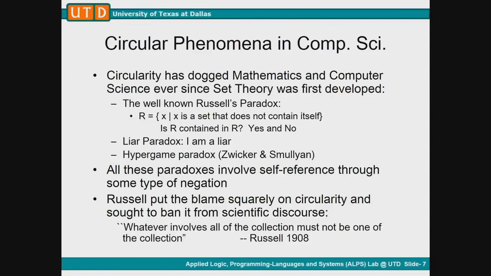So, okay, now let's come back. With all this prelude, let's talk about how we model circularity in mathematics and in computer science. If we look at circular phenomena, circularity has dogged mathematics and computer science ever since set theory was first developed. So you all know the story of how Frege came up with first order logic, predicate logic, back in 1879. He writes his book, with what could be called naive set theory. He sends it to Russell, and Russell studies it, and he immediately finds a problem with it, which is known as Russell's paradox.